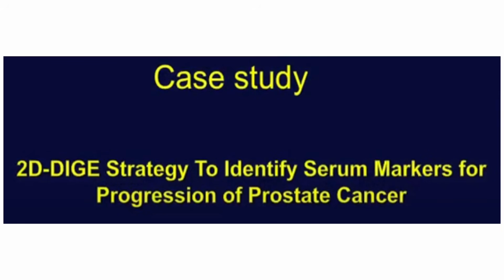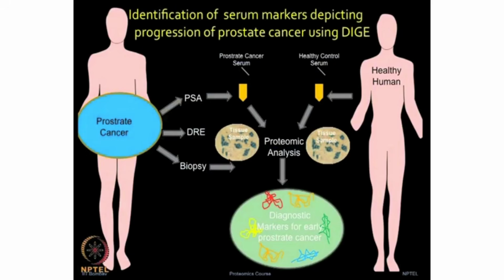So while explaining DIGE applications, sir talked about this one example wherein prostate cancer patients were taken and a DIGE analysis was performed. In this specific paper, which deals with prostate cancer, they wanted to find a biomarker basically. Currently, the known biomarker is PSA, which is prostate specific antigen.